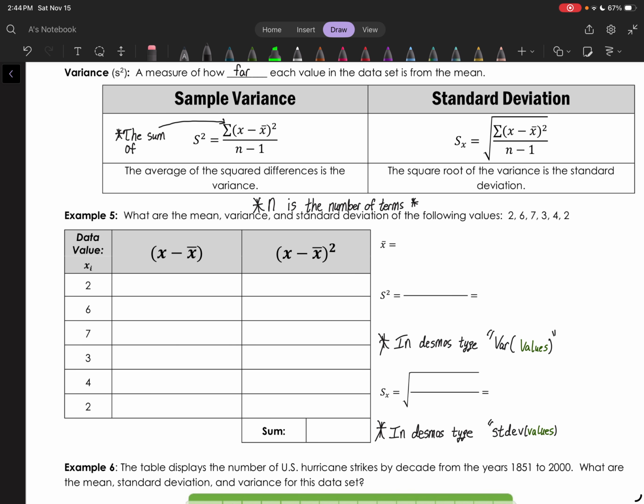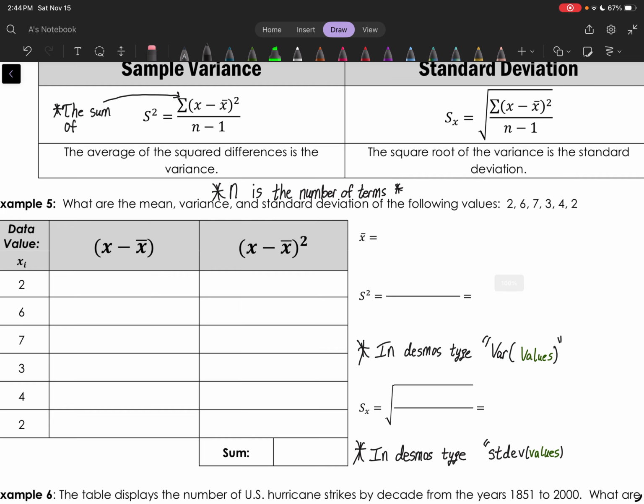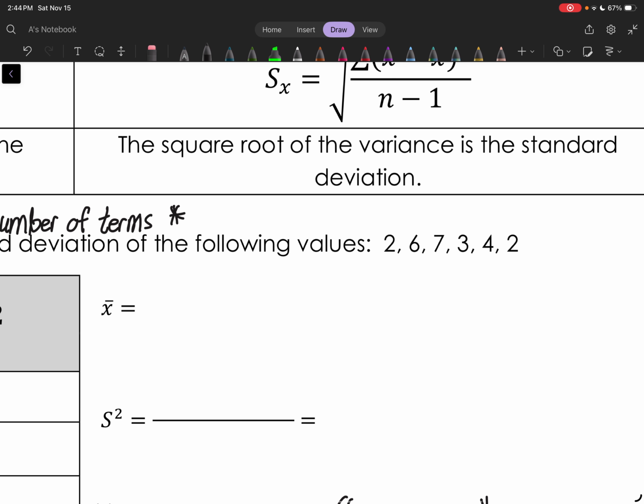Alright, what are the mean, variance, and standard deviation of the following? 2, 6, 7, 3, 4, and 2. You can add all of these together. You're going to get 24, divided by 6, the number of terms, which is 4. So there's my mean.